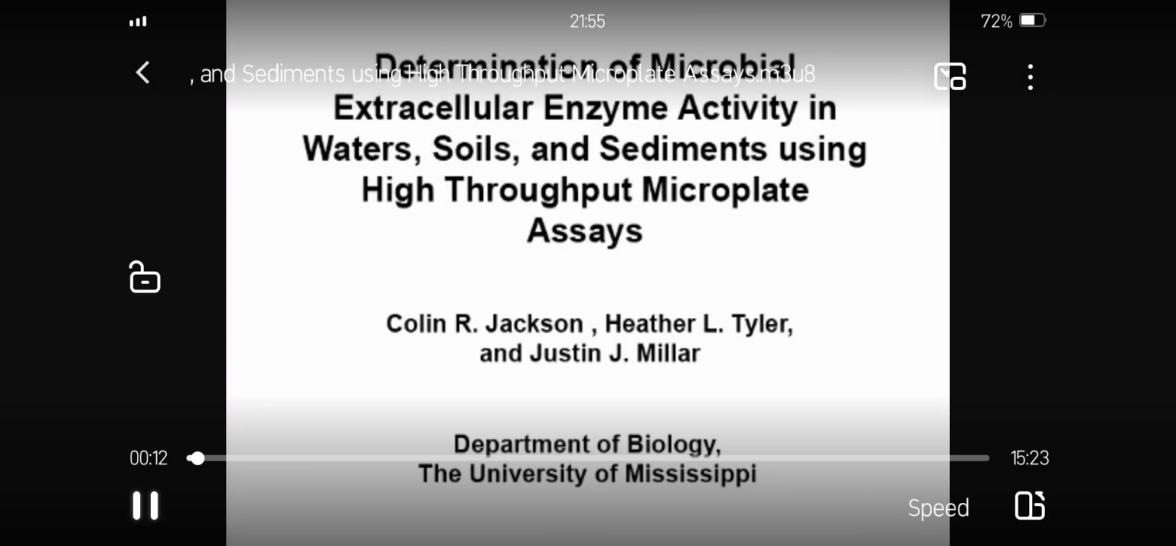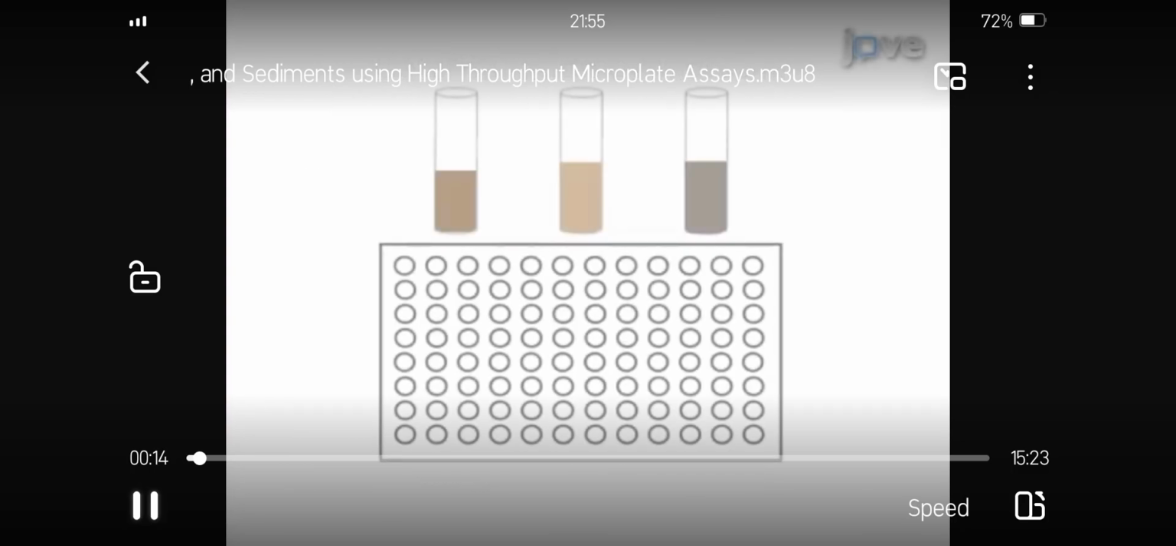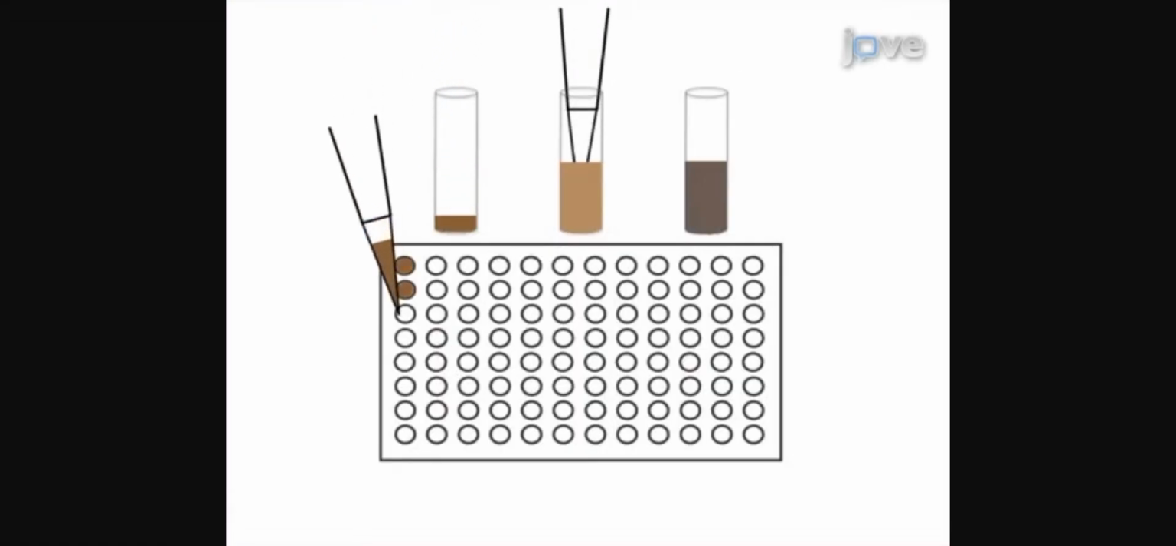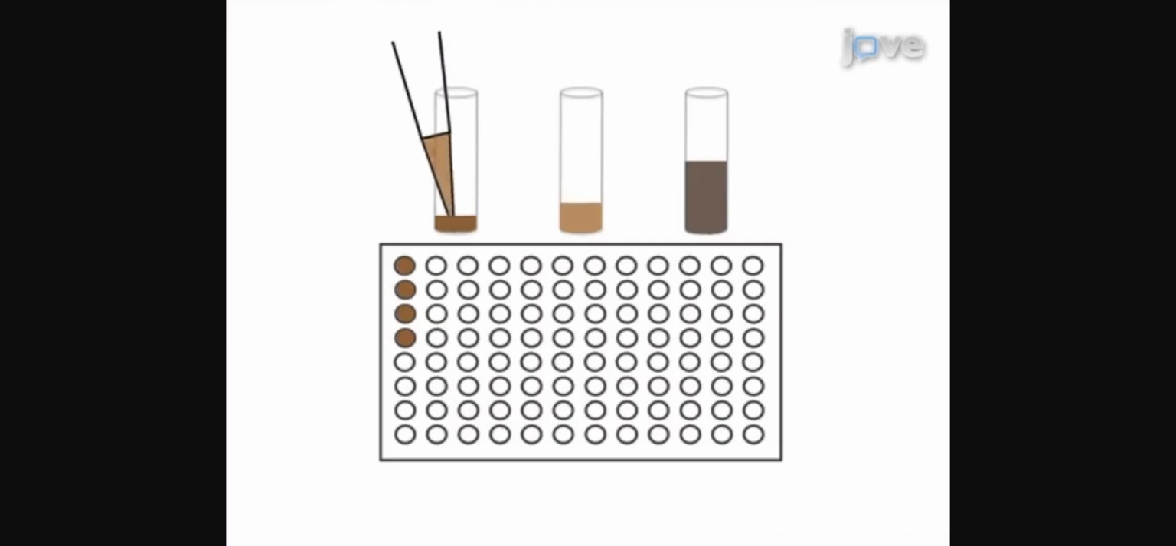of natural environments. This is achieved by adding samples of water or soil slurries to microplates to yield adequate replication.